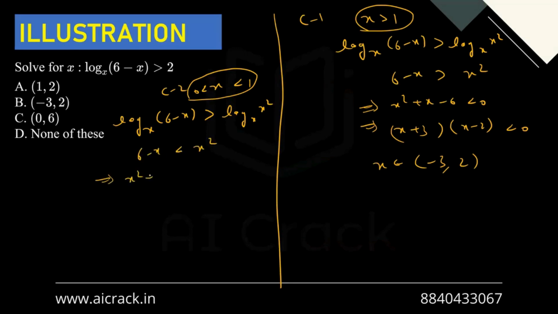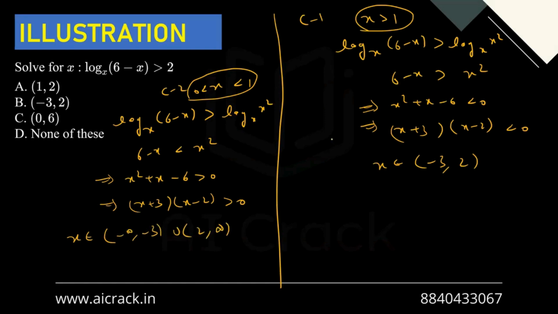That would give me x square plus x minus 6 greater than 0. That means (x plus 3)(x minus 2) greater than 0. So x belongs to minus infinity to minus 3 union 2 to infinity.